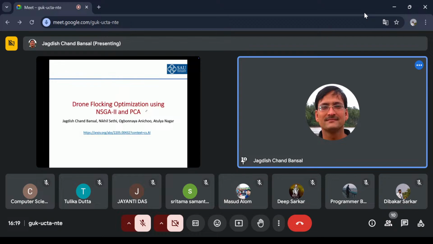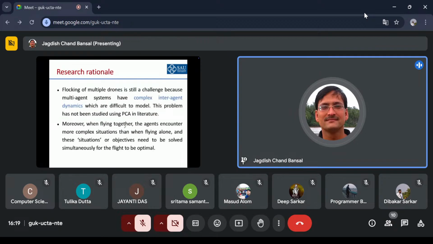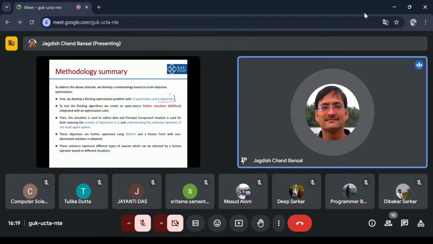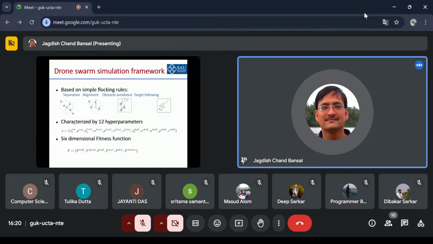This is one piece of research that we have done, so I quickly share it with you. The paper is freely available on arXiv, and of course, it's a published paper in the Swarm Intelligence journal. In this paper, we have a 6 objective problem and 12 decision variables. First of all, we reduced these 6 objectives to 2 objectives using PCA, principal component analysis, and then these 2 objectives are optimized using NSGA-II. We compared the results with a 2018 research paper, and our results are quite impressive. So these are the 12 parameters.